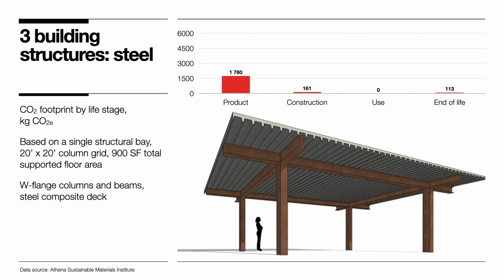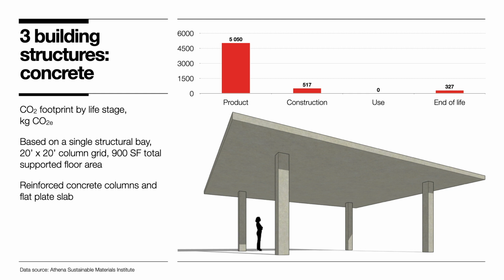So we can see that much of steel's impact is in the product phase, and certainly much of concrete's due to the cement clinker's high embodied energy.